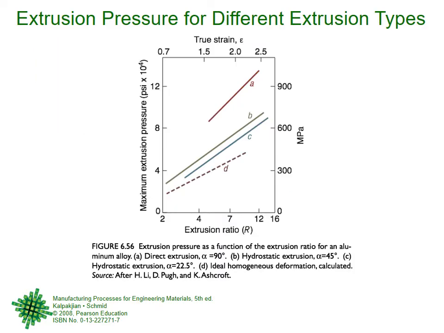We showed you this pressure, the maximum pressure against the extrusion ratio, and the A, B, C, D. The A, B, C, D are the different things: direct extrusion with 90-degree angle dies, hydrostatic extrusion with 45-degree line, hydrostatic extrusion with 22.5 cone angle, and ideal homogeneous deformation.